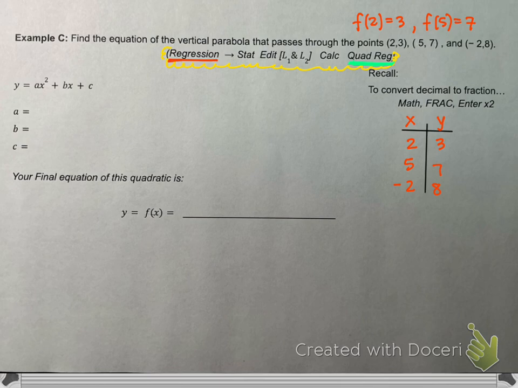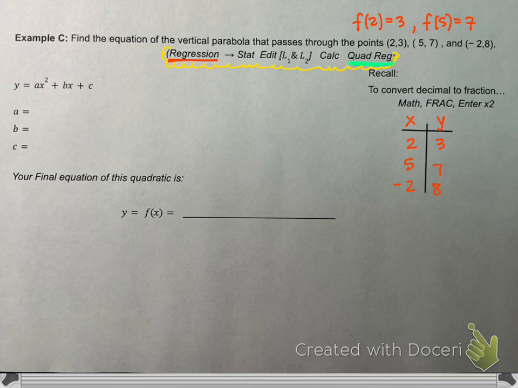Now we're going to go back to the stat button, arrow over to the calc button, and we're going to find where it says quadratic regression. That's number 5. You can either hit number 5 or you can go down to 5 and hit enter. And then it says X list, Y list, and we want to store that regression equation in case they ask us anything. So we would hit alpha trace, or alpha trace 1, enter.